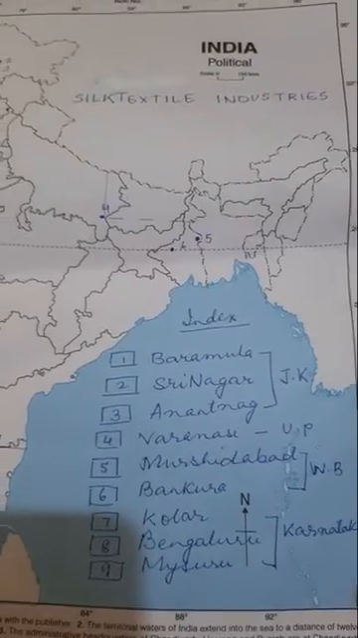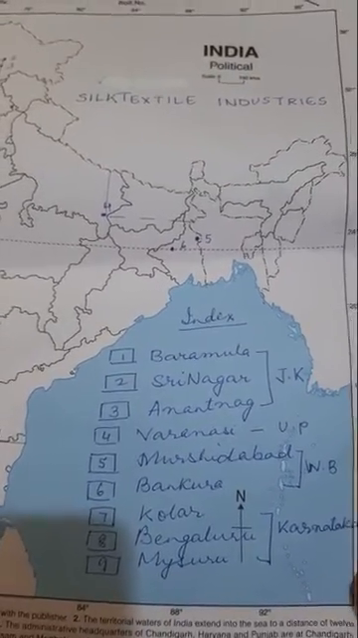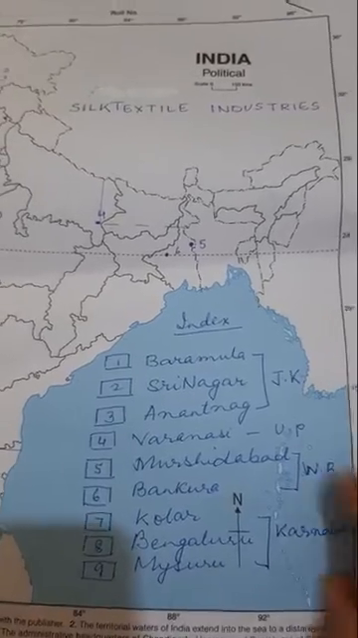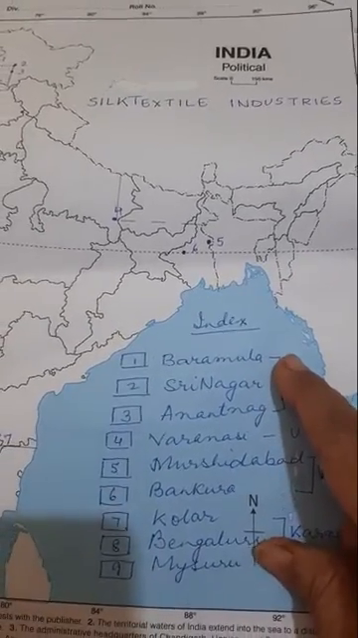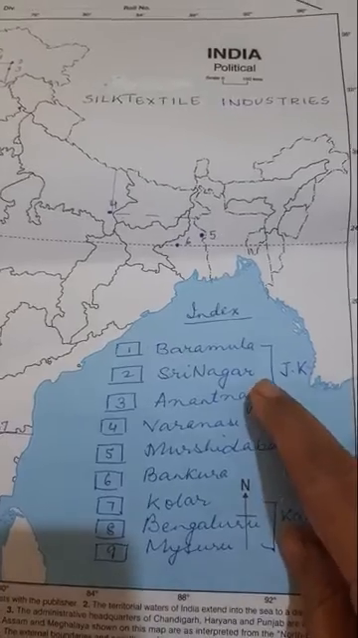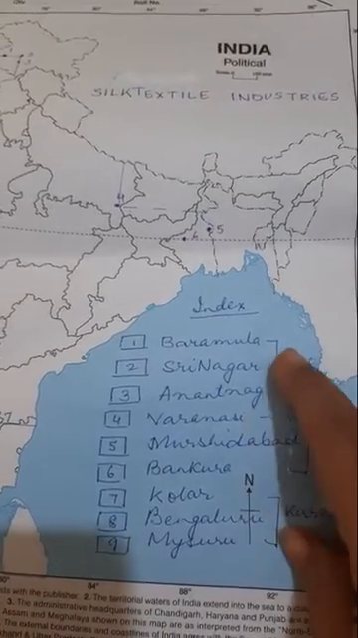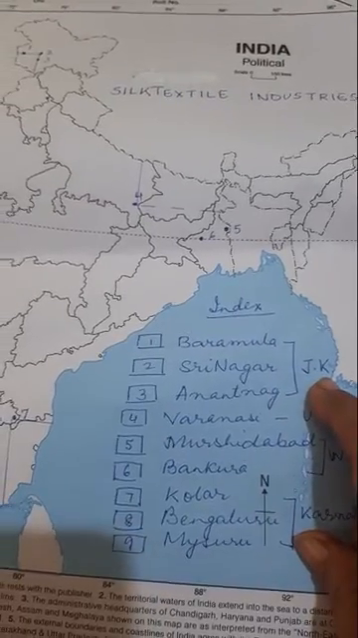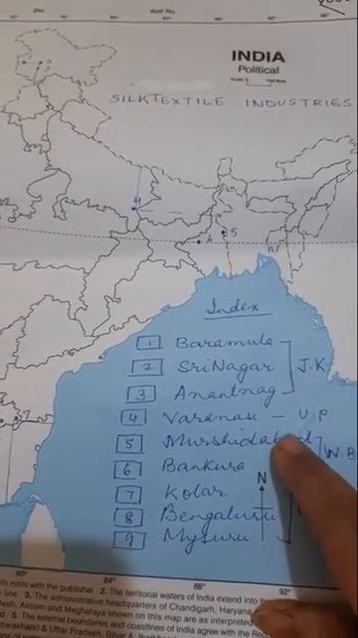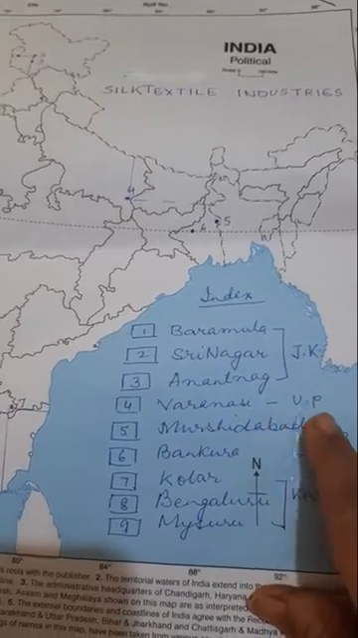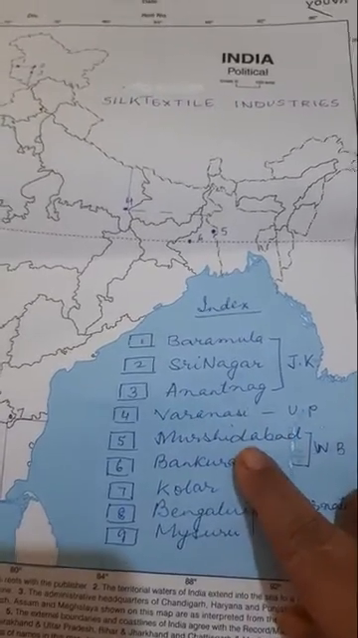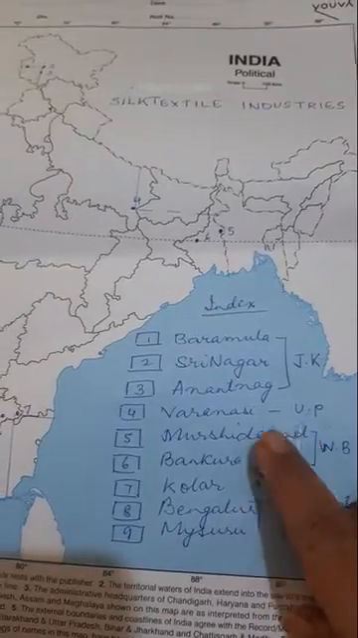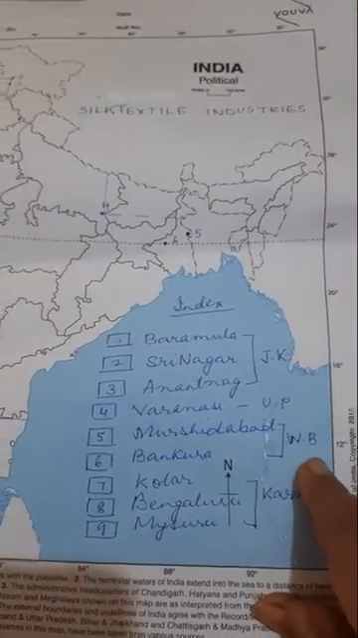So first we will do the silk textile industry map. Now for the silk textile industry, we have the following locations. Number 1 is Baramulla, number 2 Srinagar, number 3 Anantnag. All these three are located in the state of Jammu and Kashmir. Then we have number 4 Varanasi, which is in Uttar Pradesh. Then Murshidabad and Bankura, these two locations are in West Bengal.